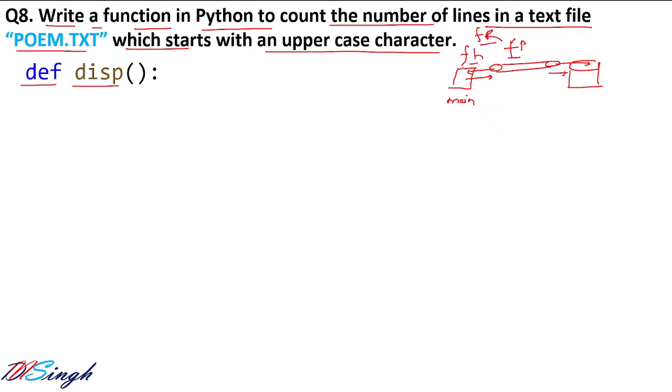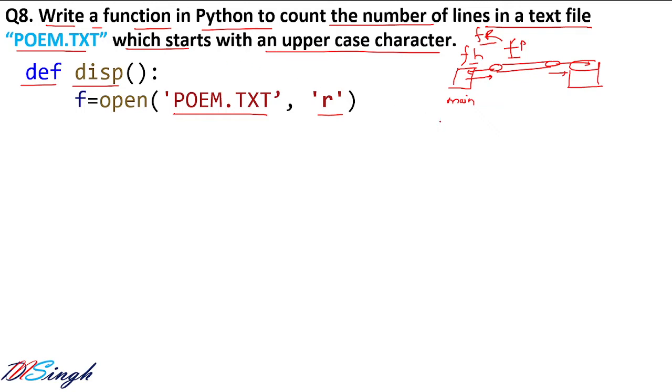Okay, that is the reference to the file, and that is generated through the open function. So the open function takes two arguments, the name of the file and the mode in which you want to open the file. As we can see from the question, we are not doing any write operation, we just want to read only, because after reading we can compare which lines are starting with uppercase letters. So how do we compare?